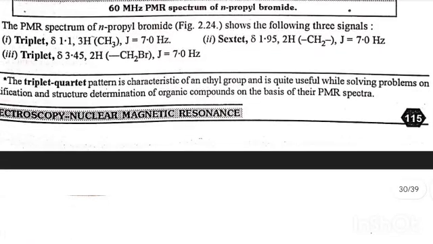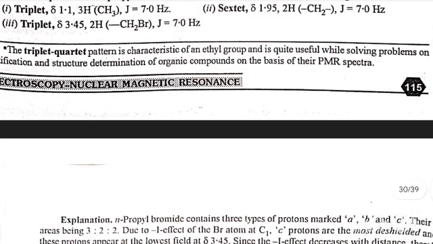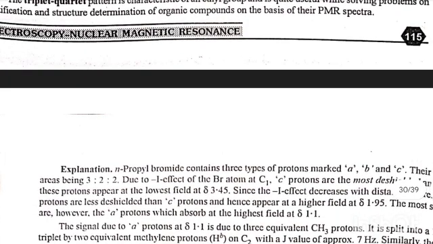The PMR spectrum of n-propyl bromide shows the following three signals. Triplet for 3 protons at delta 1.1, J equal to 7.0 Hz. Sextet at delta 1.95 for 2 protons, J equal to 7.0 Hz. Triplet at delta 3.45 for 2 protons, J equal to 7.0 Hz.